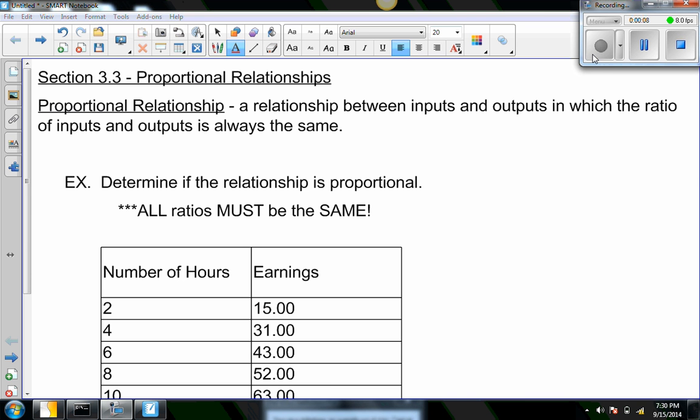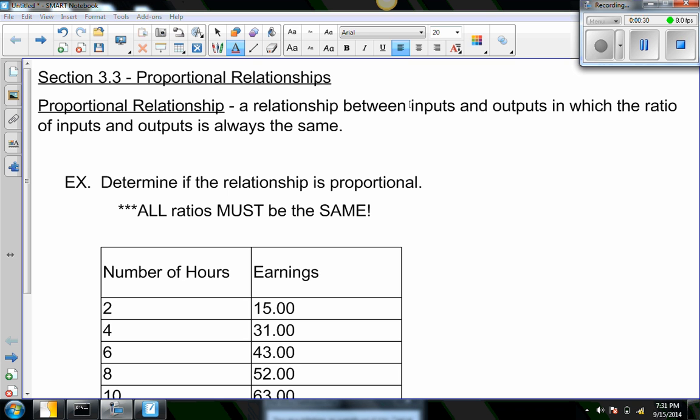We need to remember that proportional is really just another word for equal. If you say that two things are proportional, you're saying that they are equal. So a proportional relationship is a relationship between inputs and outputs in which the ratio of inputs and outputs is always the same. So it's always equal. The ratios are always the same.